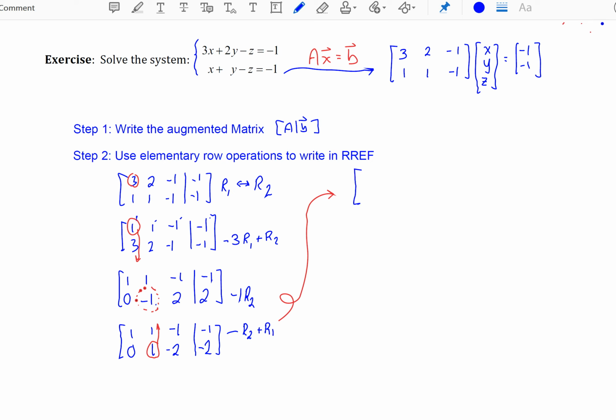When you're doing this row operation, the second row is not going to change. So negative times this 0 added to 1 is still 1. Negative times that 1 added to this 1 is 0. Negative times this negative 2 is positive 2, minus 1 is 1. And this also is a positive 1. We are now written in RREF form.